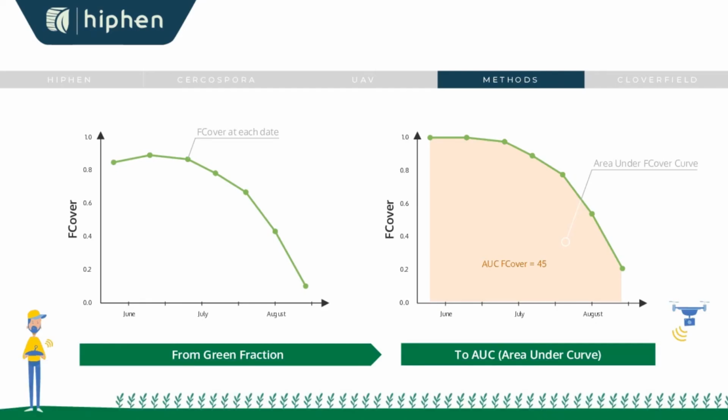Basically, the method that we developed looks at F cover, and we look at the area under the curve for this F cover. This is in the paper that we are publishing. You will see all the details about this methodology, but this is the approach that we take, because we found that this is the best way to assess the severity of the Cercospora disease on the sugar beet.